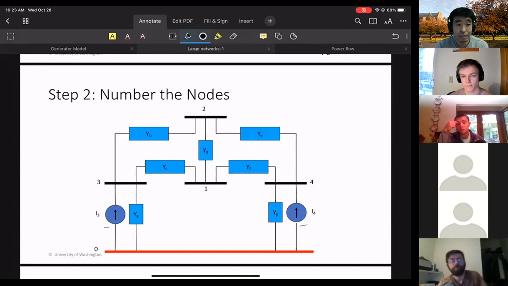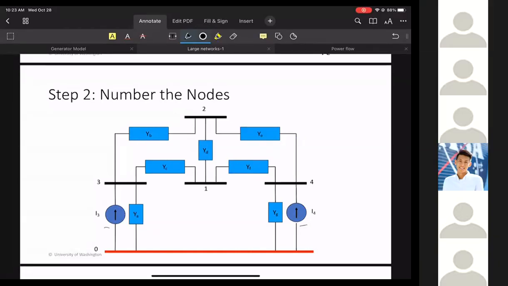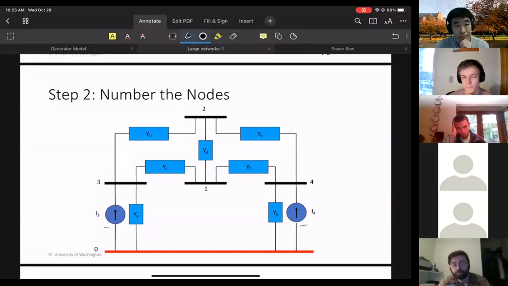Then why bother doing this calculation to figure out the voltage at the buses? I can build this circuit, and if the circuit doesn't blow up, it's operating at some voltage. Why do I care about finding the exact value of the voltages in the system? The reason is, this is an important point.